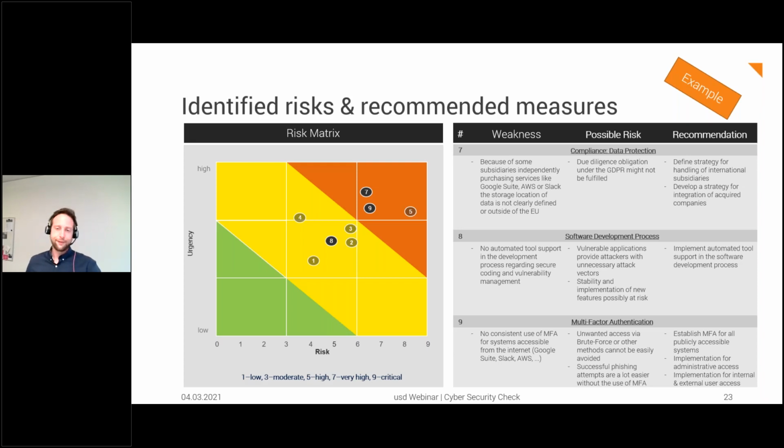So that would be a possible risk. Also, if we find out within the software development process there's nothing regarding secure coding or vulnerability management, that's obviously also quite the challenge, depending on whether the software is being used on the internet or if it's only an internal software, then maybe the risk is not that high. But nevertheless, these are things we would point out at the end of the day.